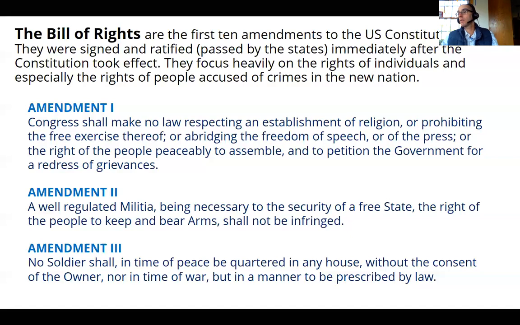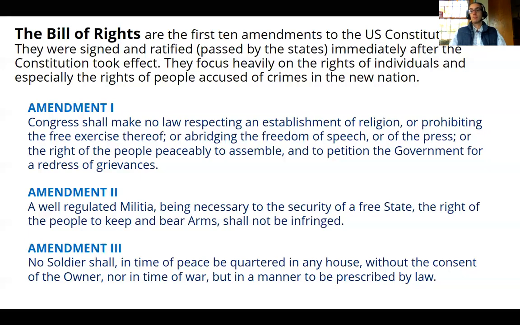Okay, no law respecting an establishment of religion or prohibiting the free exercise thereof, or abridging the freedom of speech or of the press or the right of the people to peaceably assemble and to petition the government for a redress of grievances. We have the freedom of speech, freedom of the press. We can peaceably assemble, we can protest, we can petition the government, we can ask for the redress of grievances, fixing of problems. Okay. Big ones there, freedom of speech, freedom of religion, right? We hear about those the most.